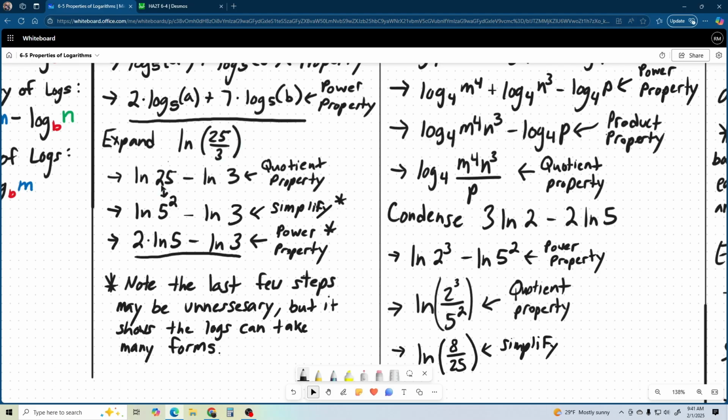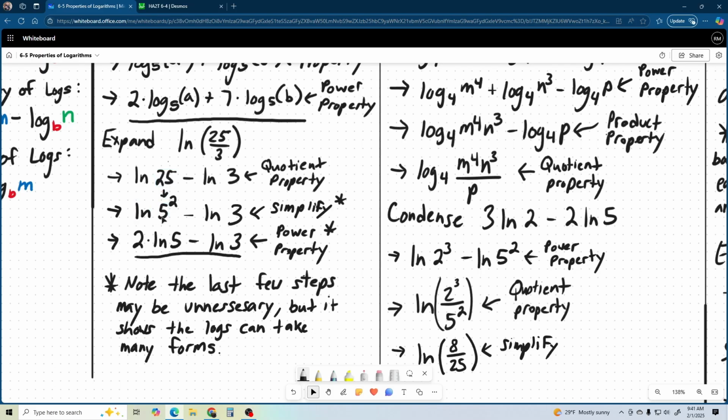Now, that could be the end of your problem, right? But there are going to be times where your answers, especially on a test, might not look like that. It might look like something different, and you're like, where did this come from? Well, what is 25? 25 is 5 squared, right? So we can rewrite this 25 as 5 squared. All we really did was simplify. We didn't really change anything. We didn't use any rules or anything like that. But the 25 becomes 5 squared.